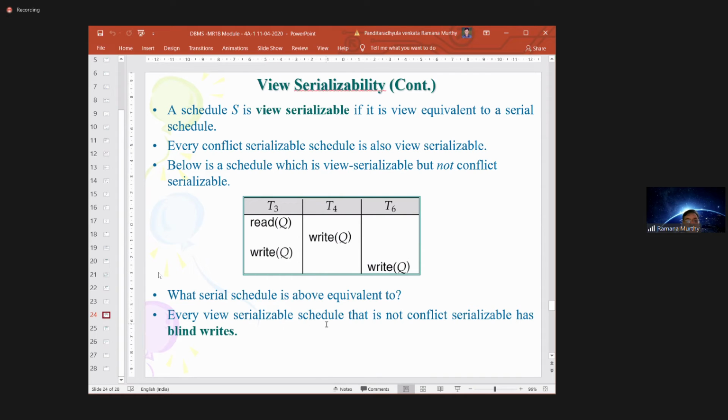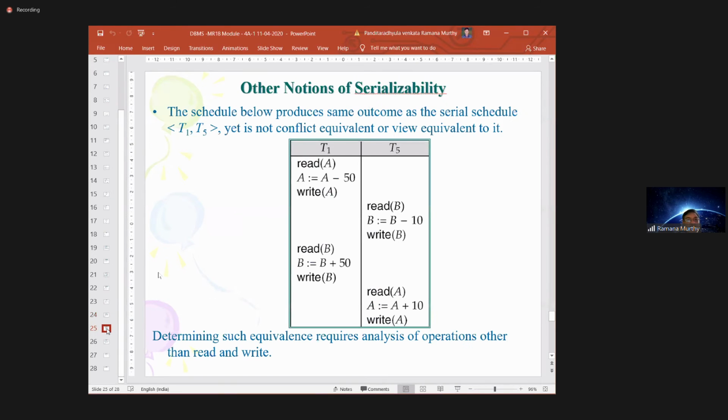Right. So there are view serializable schedules that are not conflict serializable, like in the above one, where there are blind write operations, writing without knowing what is happening in the other transaction. If you are doing such operations, a write followed by a write in two different transactions before completion, T3 and T4 doing two write operations, we call them blind writes. Be careful, keep this particular term in mind: blind writes.